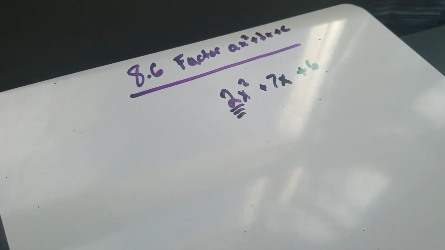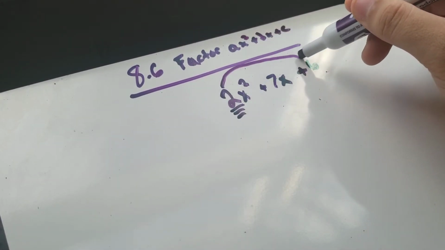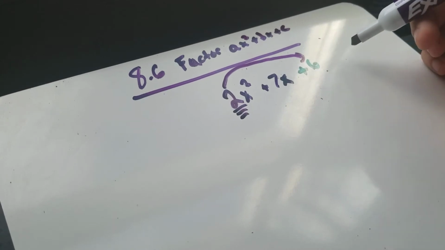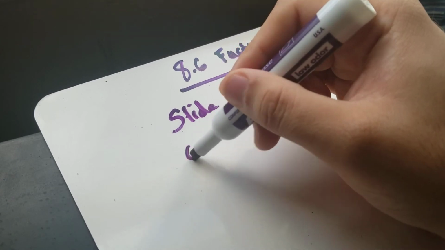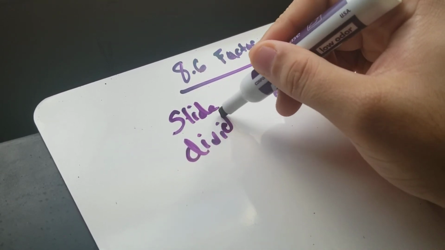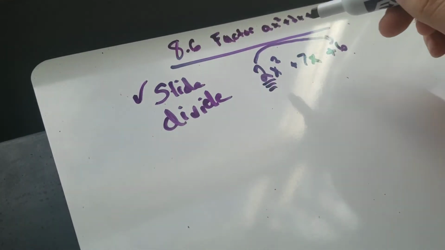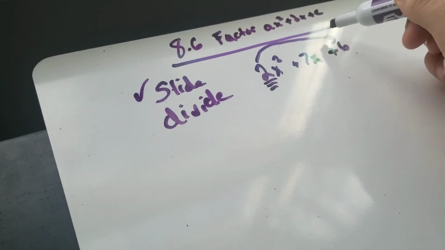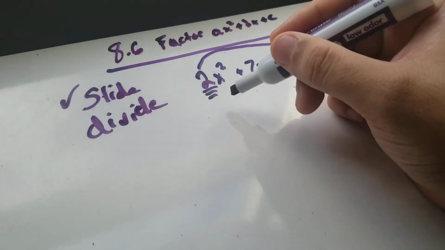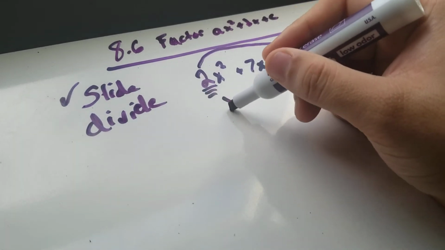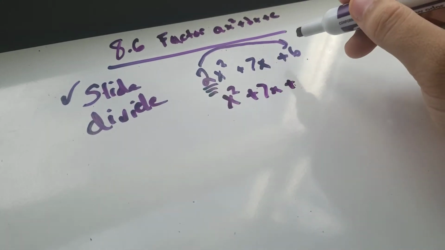So let's talk about the first step. The first step is to take A and multiply it with C. This is called a slide, and this whole method is called slide and divide. So this first part is the slide. The 2 to the 6, when you use an arrow, we're going to multiply it. So the first step is to make it x squared plus 7x plus 2 times 6.